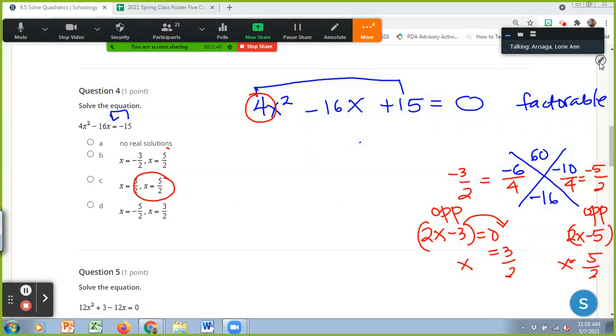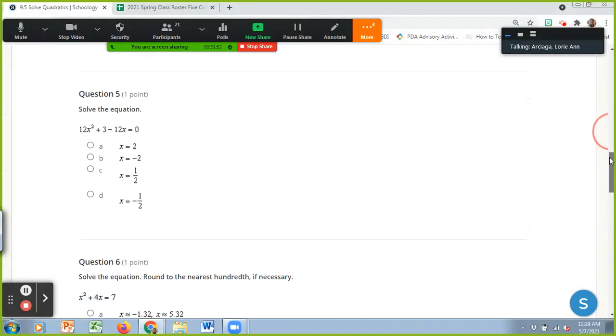All right, let's move on. Oh, God. How are they tricking me here? 12x squared. Oh, my internet is unstable again. So 12x squared, we're going to switch these around because they're not arranged.